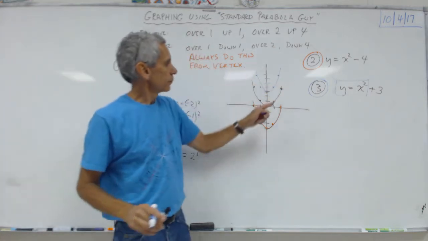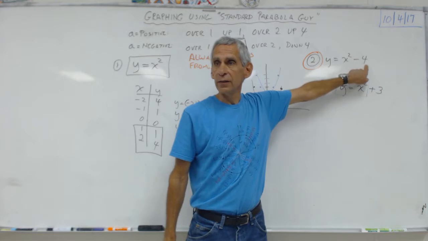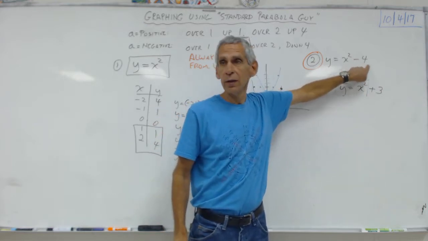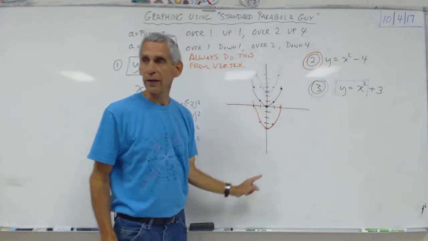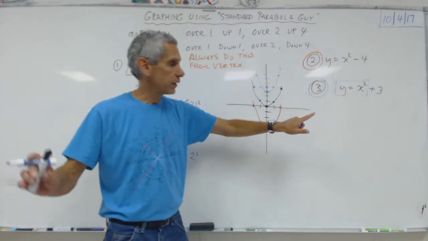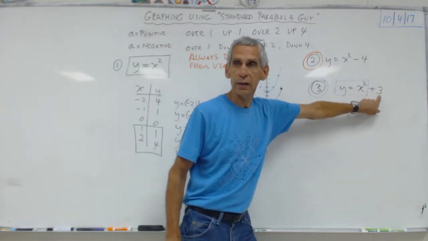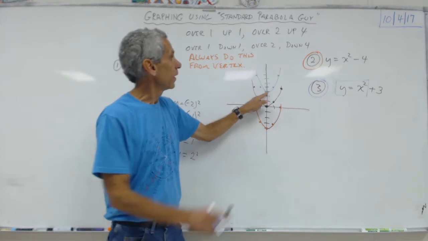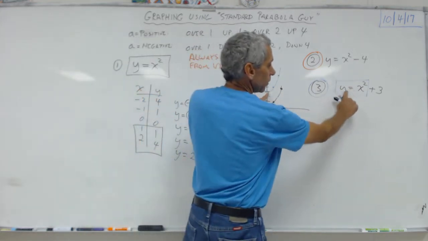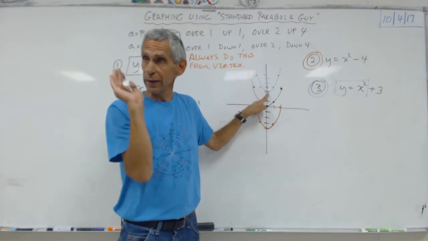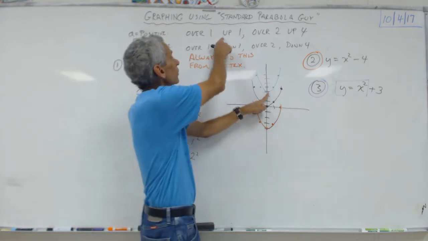Notice, all of the problems on the homework, that number gets plotted on the y-axis. Notice 3. I go up 3 and I put a dot, and then I notice it's y equals positive x squared, right? It's not a negative, it's positive. Therefore, it's going to be a happy face. So I'm going to use this top one.